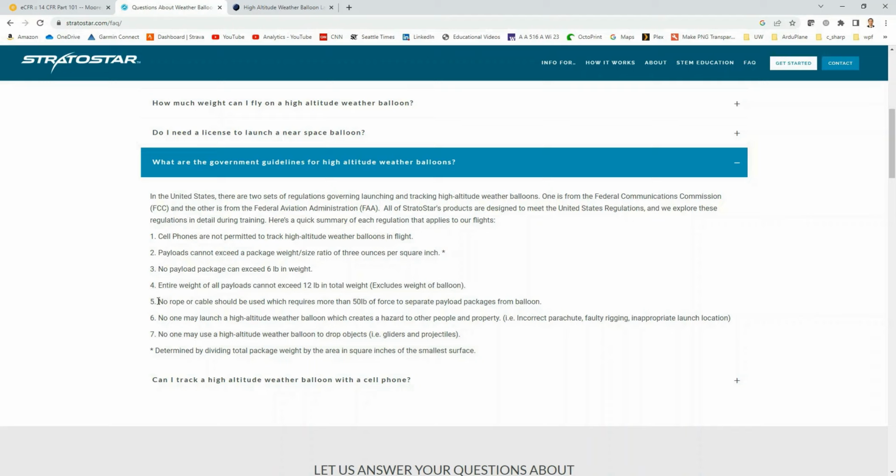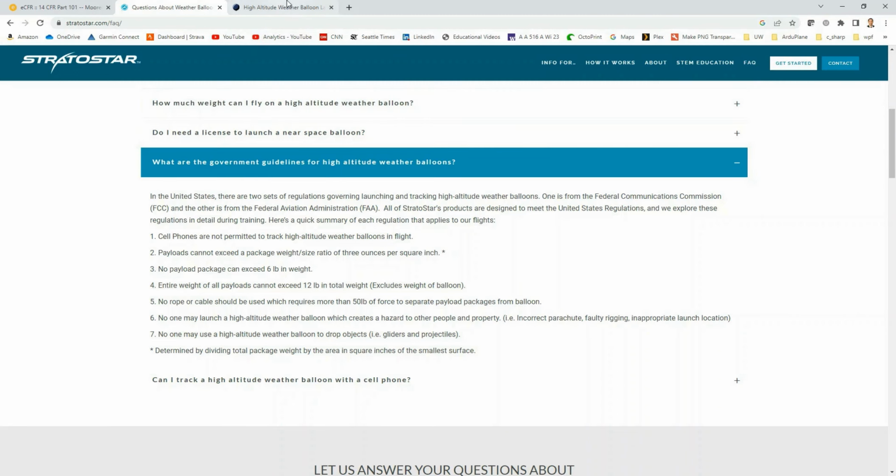Number 5 relates to all of the ropes or string that you're using to build up your payload train. Each one of these ropes or strings needs to be able to be broken with less than 50 pounds of force. So you should probably be using fishing line or monofilament. Don't be using heavy duty rope. Number 6 is pretty obvious and hopefully kind of a duh rule, right? Just don't be a hazard with your balloon to people or property, either on the ground or in the air. And number 7 is don't drop anything from your payload balloon when it's at altitude.